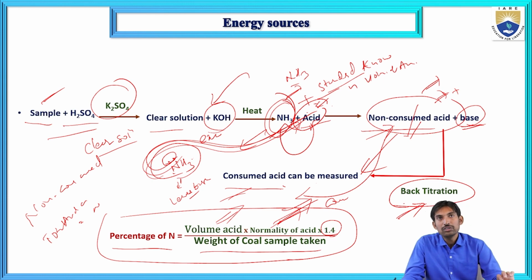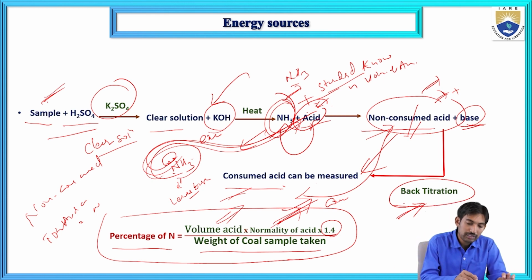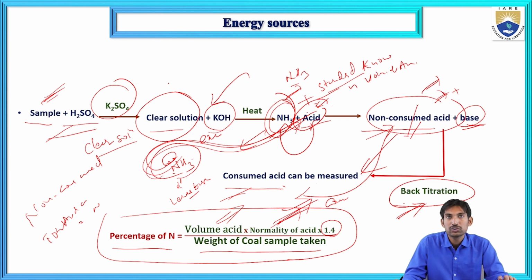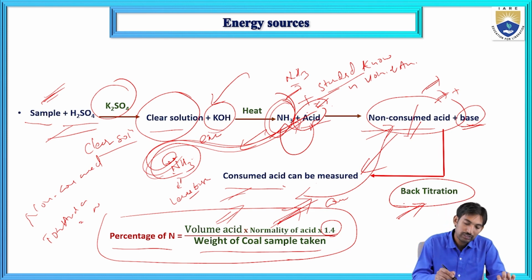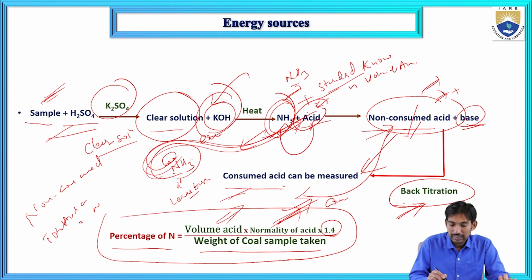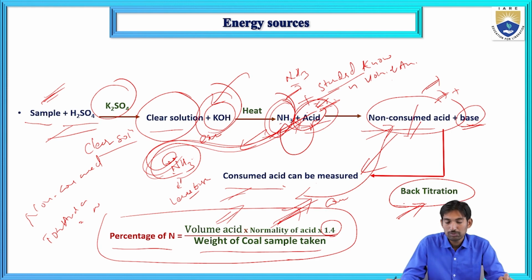In this step, what do we have to do? First, we take the coal sample, 1 gram of coal sample. To that, we add H2SO4 and catalyst K2SO4. Then we get a clear solution. To that clear solution, we add excess potassium hydroxide, KOH, and heat it. It forms ammonia gas. The ammonia gas is treated with a standard, known volume of the acid, where we know both the concentration and the volume.